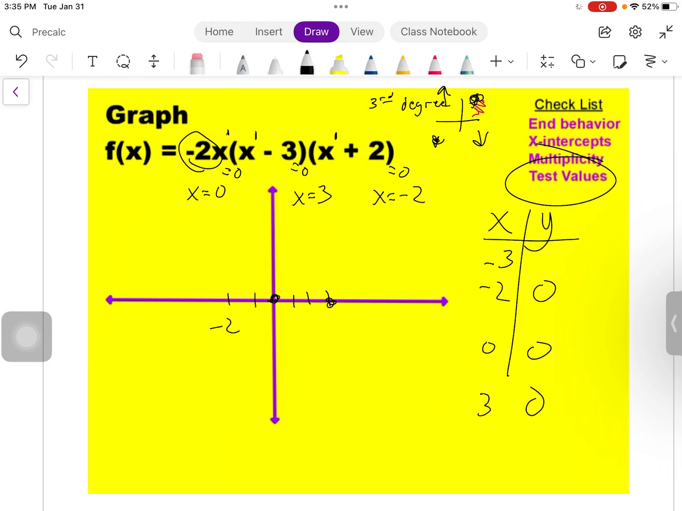In between my two x-intercepts, I would pick, say, negative 1. Or in between 0 and 3, put a 1 there and maybe a 4. What that's going to give me are just some numbers that tell us what's going on.